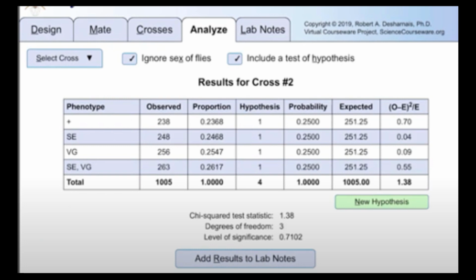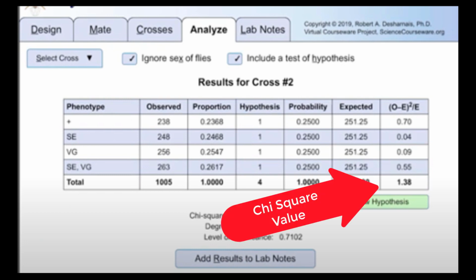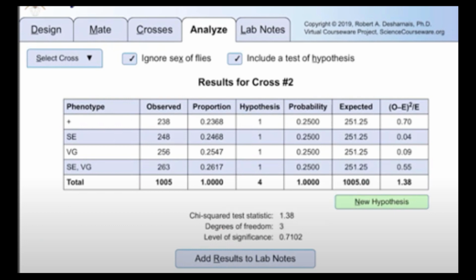A chi-square analysis is used to calculate the variation from the 1:1 to 1:1 ratio. Notice that the chi-square value is much less than our critical value of 7. So this means that we will fail to reject our hypothesis, and these 2 traits of wing size and eye color are unlinked and located on different chromosomes.